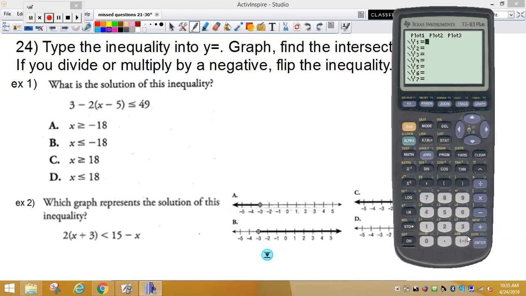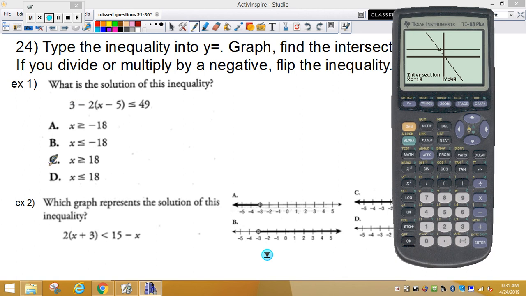So here's how you would do it. I'm going to do example 1. 3 minus 2 parentheses x minus 5. And then this is like an equal sign, so I'm going to hit enter, and I'm going to go down to 49. I'm going to graph it. Now I only see one of the lines, so I need to zoom out. Zoom out, enter. Still don't see it, so I'm going to zoom out one more time. Zoom, 3, enter. There it is. So to find that intersection, you do second trace, you do 5, and you hit enter, enter, enter. So my answer is -18.